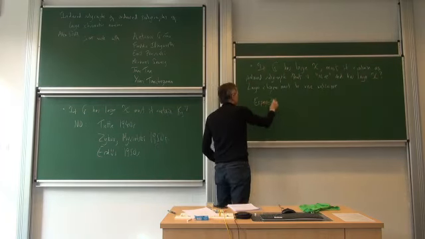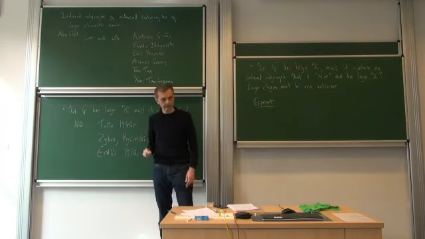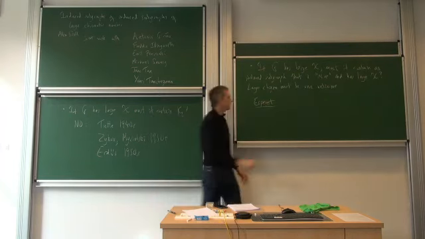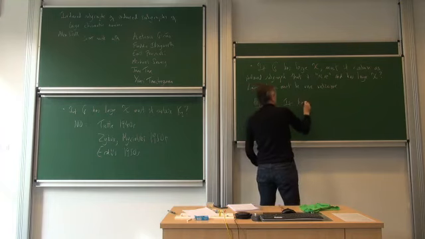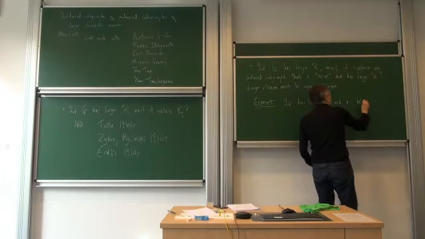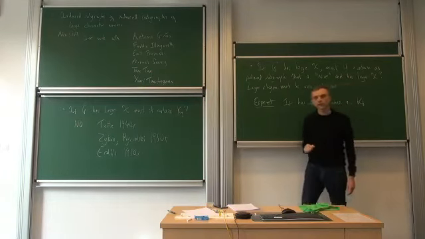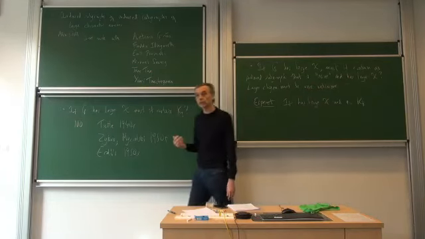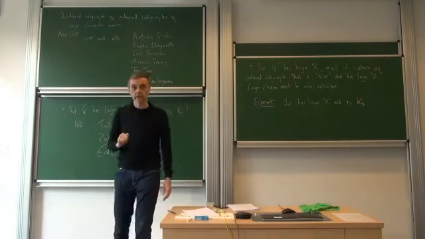A question that Louis Esperet asked. So he said, if G has large chromatic number and no complete subgraph of fixed size, must it have an induced subgraph that's triangle-free and has large chromatic number?